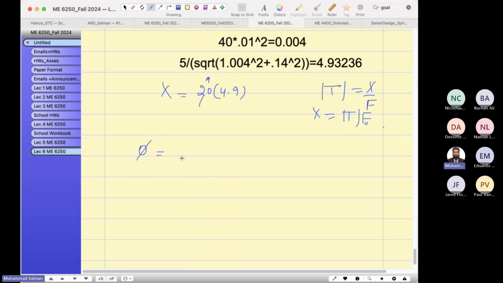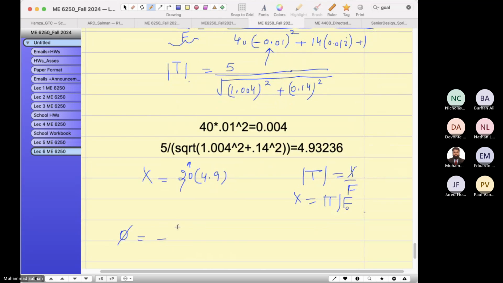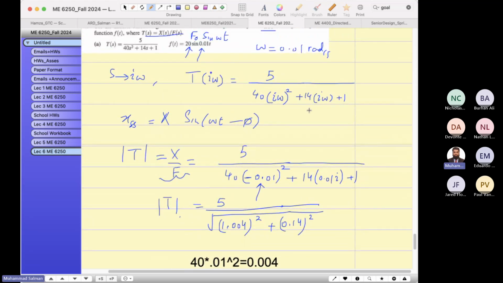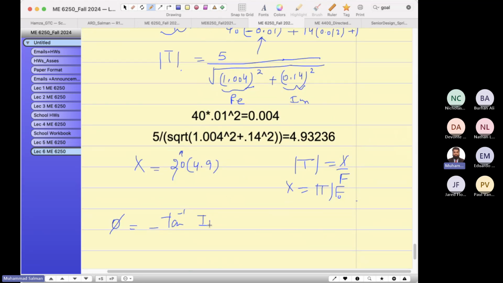Now what is phi? So we know that phi equals minus tangent inverse. This is my real part, this is my imaginary part. So the imaginary part will come in the numerator for finding the phase angle. So imaginary part over the real part. 0.14 is almost 1.